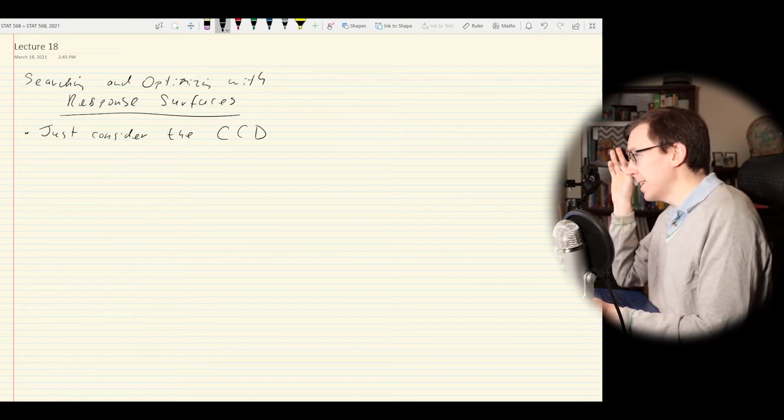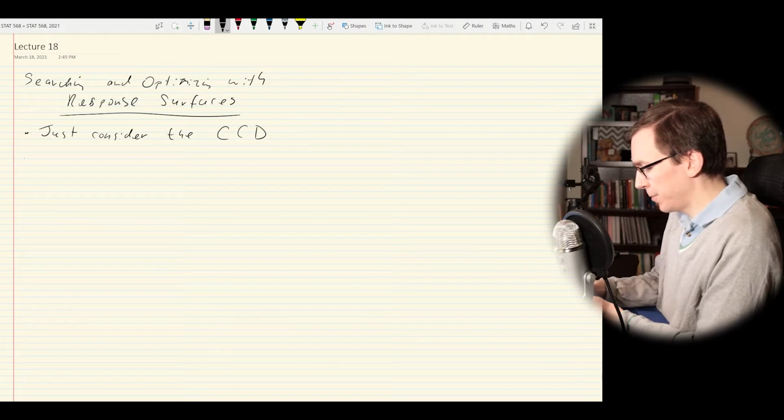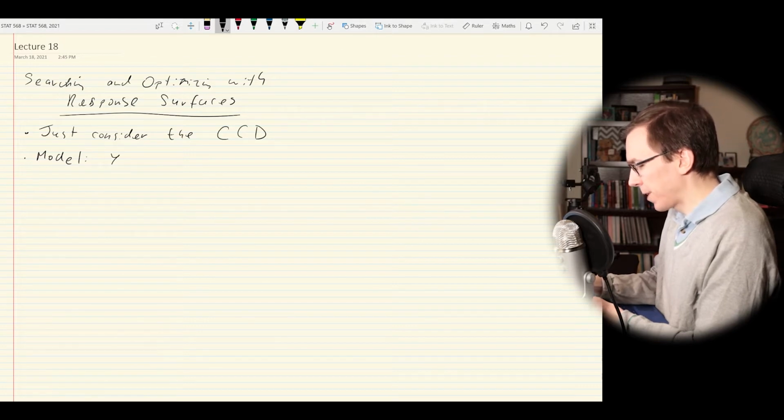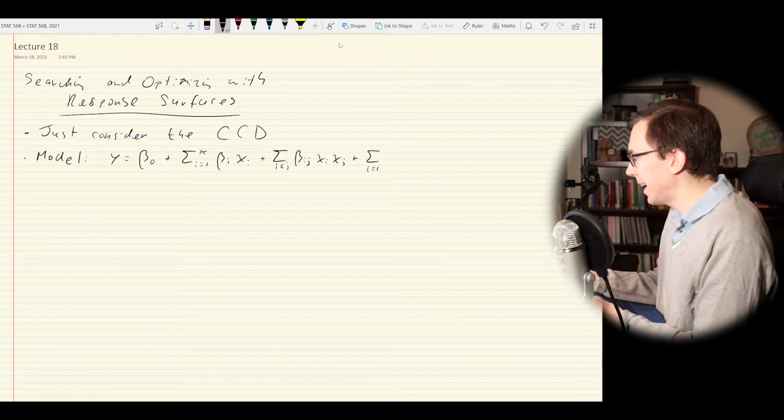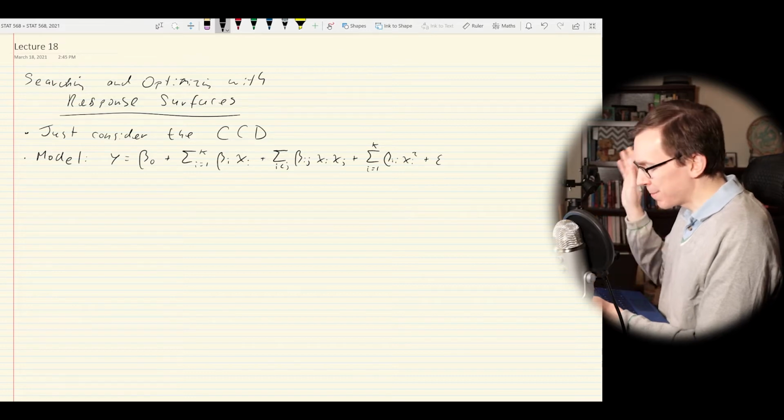Now, again, we should consider the response surface model that we wrote down before. So the model that we're trying to fit is a second order model. It's a quadratic surface. It's going to look something like y is equal to beta naught plus the sum of the linear terms, i from 1 to k of beta i x_i, plus the interaction terms, which is i less than j, beta ij x_i x_j, plus the pure quadratics, which is going to be i from 1 to k, beta ii x_i squared, and then there's always some noise in there.